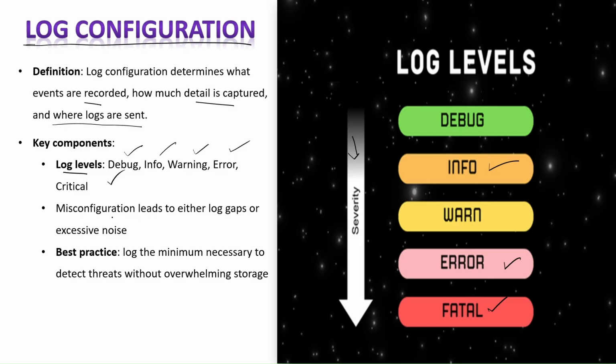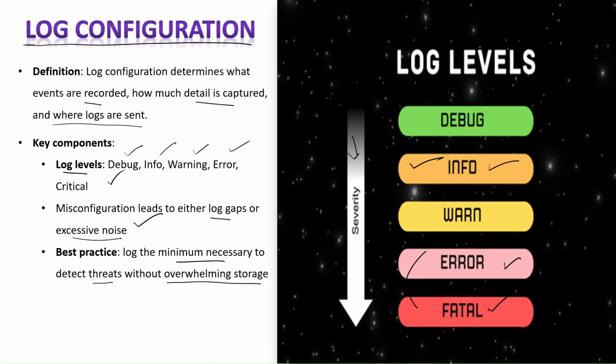Because misconfiguration may lead to log gaps, it will be very critical if we miss these logs, because these are very important for our system and security operations. But if we configure all types of info logs, then we may generate very excessive noise. That means we have a lot of logs that are of no use or of very little information to us. So the best practice is to log the minimum necessary information so that we can detect threats, and we also do not overwhelm our storage requirements.